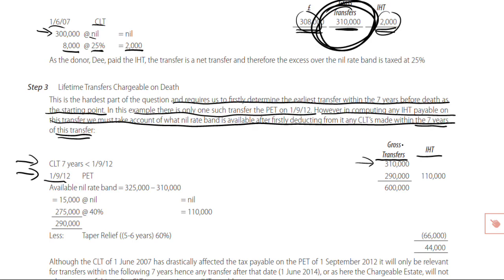Instead of having 325,000 nil rate band to go against that 290, and therefore there'd be no tax payable on that PET whatsoever, we've now deemed to have used 310, the amount of that earlier CLT, which leaves only 15,000 at nil, pushing out of this 290, 275,000 up into the 40% band, meaning that there's a tax charge of £110,000 there.